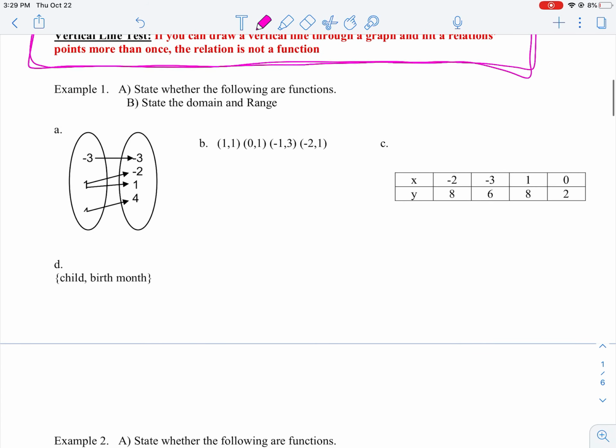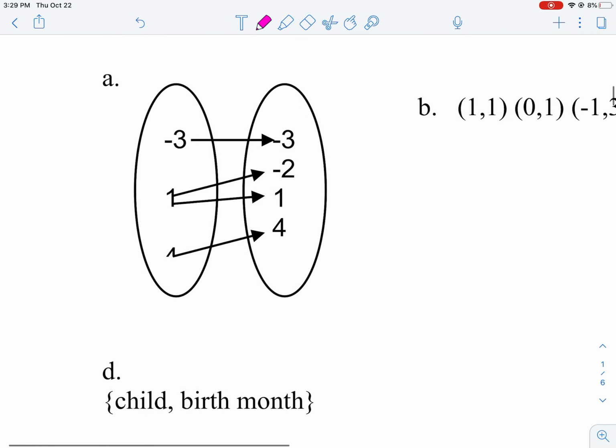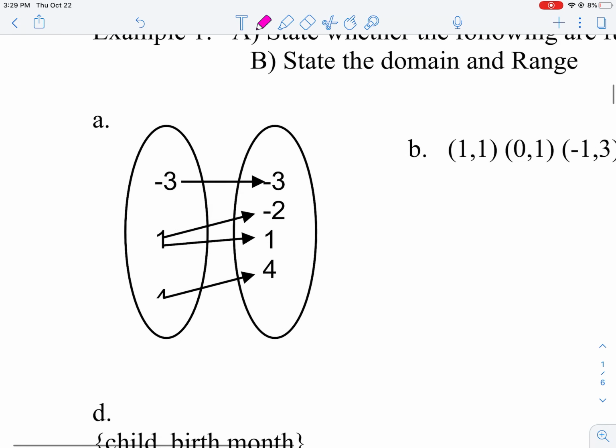Let's demonstrate what these guys are talking about. Example 1: state whether the following are functions, and then state the domain and range. Let me zero in here to find some room. As you can see, this is your input, this is your output, and we have an input value that has 2 outputs. That's what those arrows represent. So this guy is not a function.